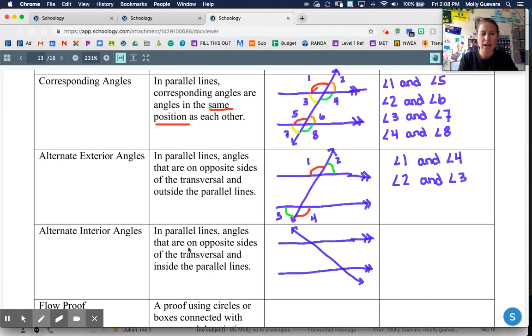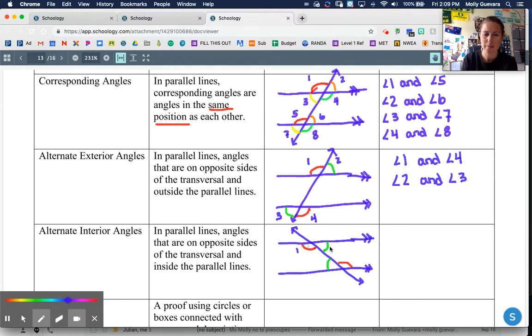So in parallel lines, angles that are on the opposite sides of the transversal, so one on the left, one on the right, and inside the parallel lines. So now we're looking on the inside, in here, okay? So if this is one of my alternate interior, see how it's on the inside of the parallel lines, right? It's in between the parallel lines, and it's to the left of the transversal. So then my other one would be over here, to the right of the transversal, but still inside those parallel lines. And then using that same idea, if this is one of my angles, it's to the right of the transversal, so my other alternate interior is going to be to the left of the transversal.